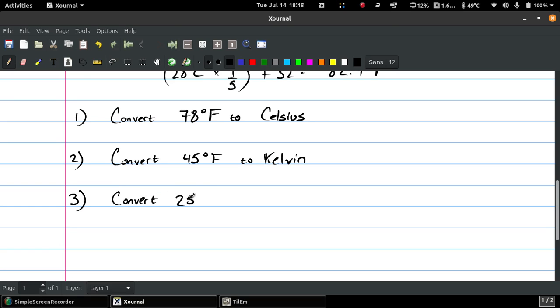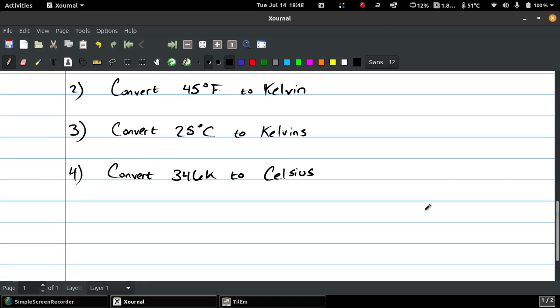Convert 25 degrees Celsius to Kelvins. Convert 346 Kelvins to Celsius. And the last one is convert 400 Kelvins to Fahrenheit.